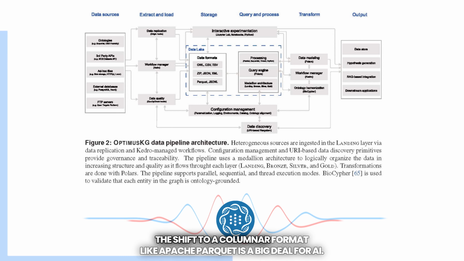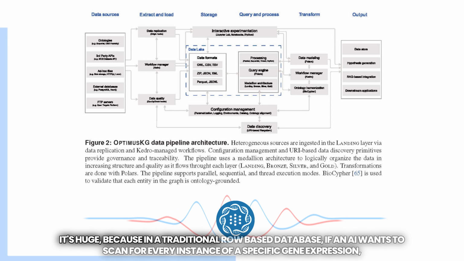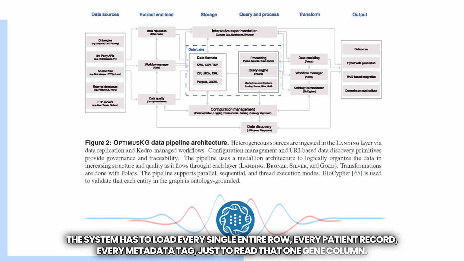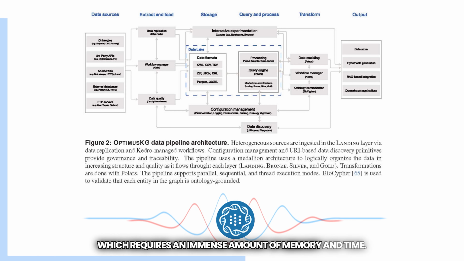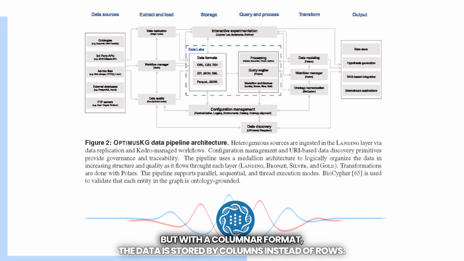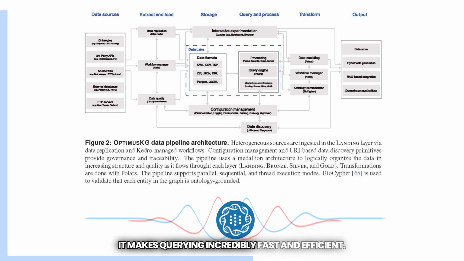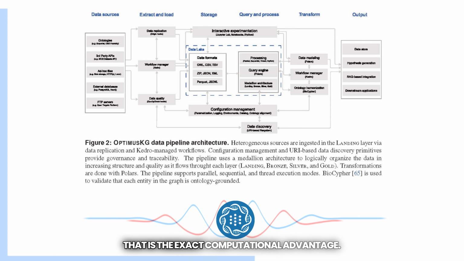The shift to a columnar format like Parquet is a big deal for AI. It's huge. Because in a traditional row-based database, if an AI wants to scan for every instance of a specific gene expression, the system has to load every single entire row. Yeah. Every patient record, every metadata tag, just to read that one gene column. Which requires an immense amount of memory and time. Exactly. But with a columnar format, the data is stored by columns instead of rows. Right. So the AI can just pull the specific gene expression column and completely ignore the rest of the massive data set. It makes querying incredibly fast and efficient. That is the exact computational advantage, yeah.